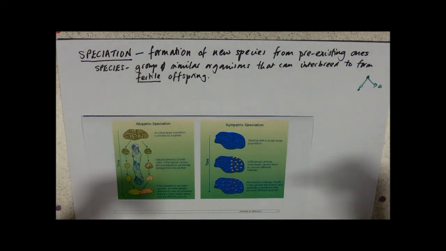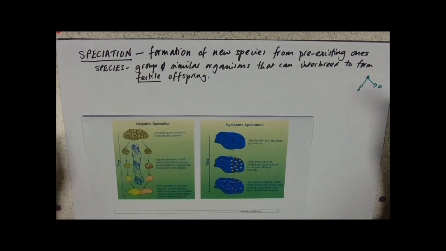And moving further, as they get more and more different, you're going to get things like hybrid sterility. So you get the hybrid organism, but it's not fertile, and that can be down to chromosome pairing and chromosome number.